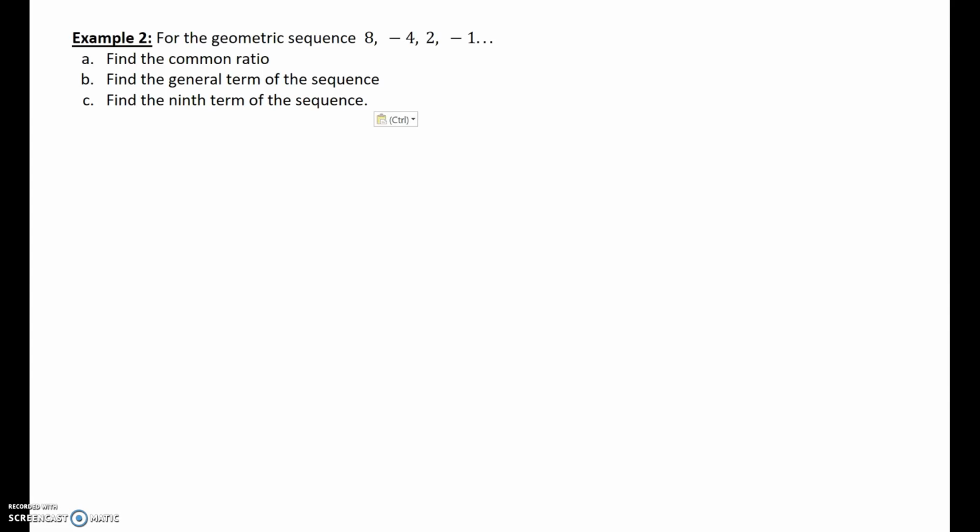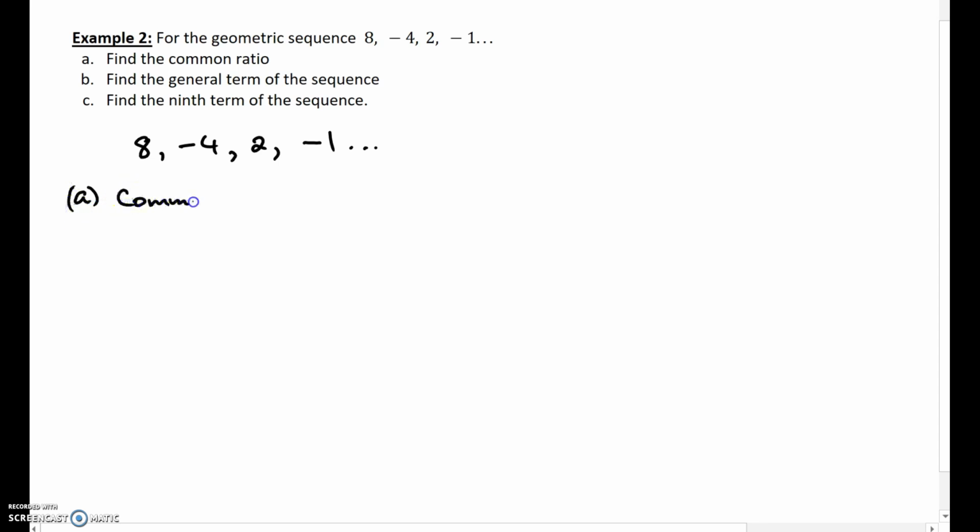So here's another example on a geometric sequence. This is the sequence that goes from 8, -4, 2, -1. Now if you look at this, the first problem we're going to have here is to find the common ratio.